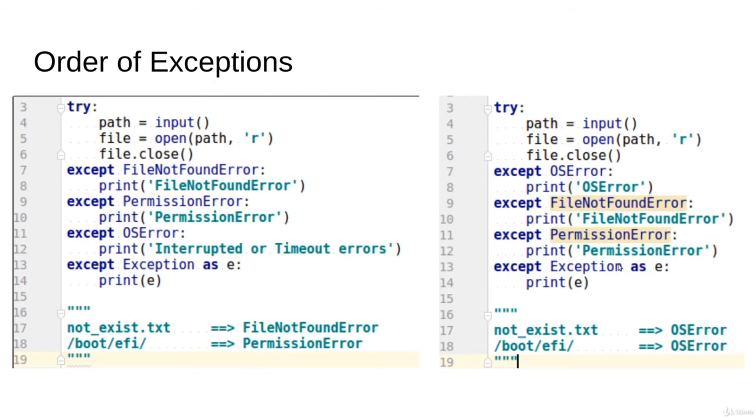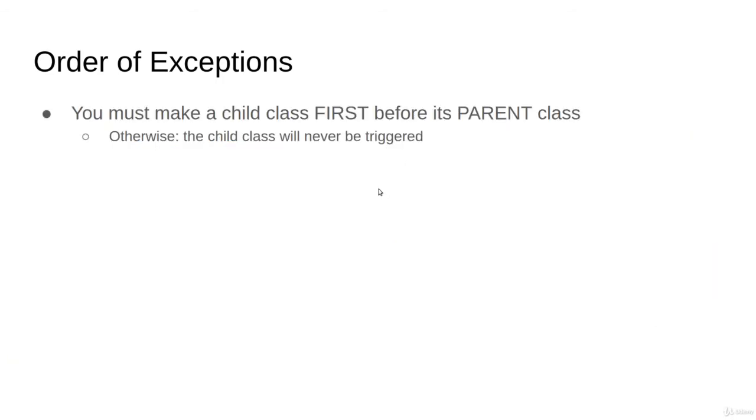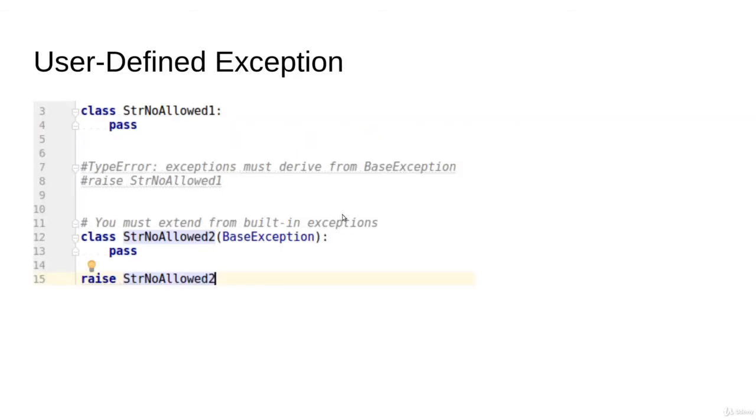This means that these 2 exceptions here are useless. Even you see PyCharm is giving you some warning. And the moral of that is you must make the child class first before its parent class. Otherwise, the child class will never be triggered.